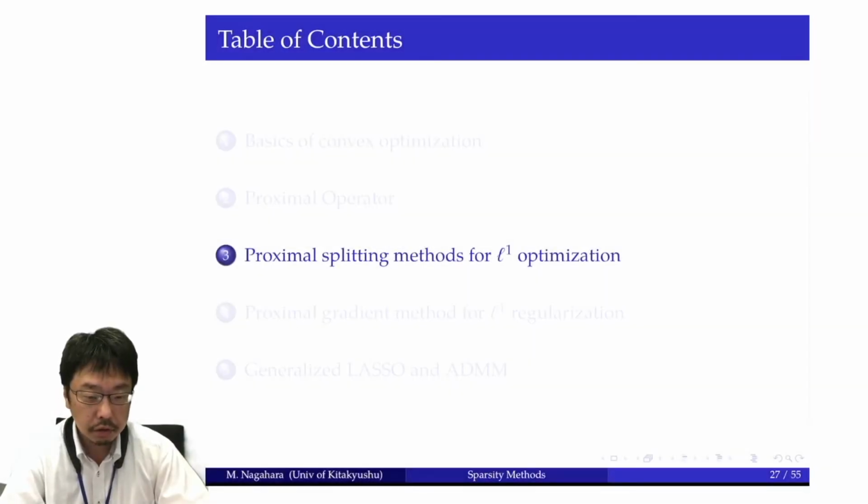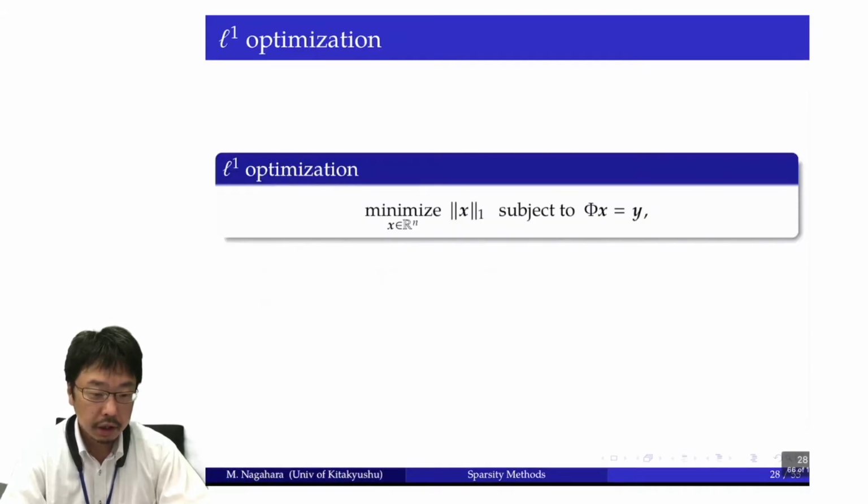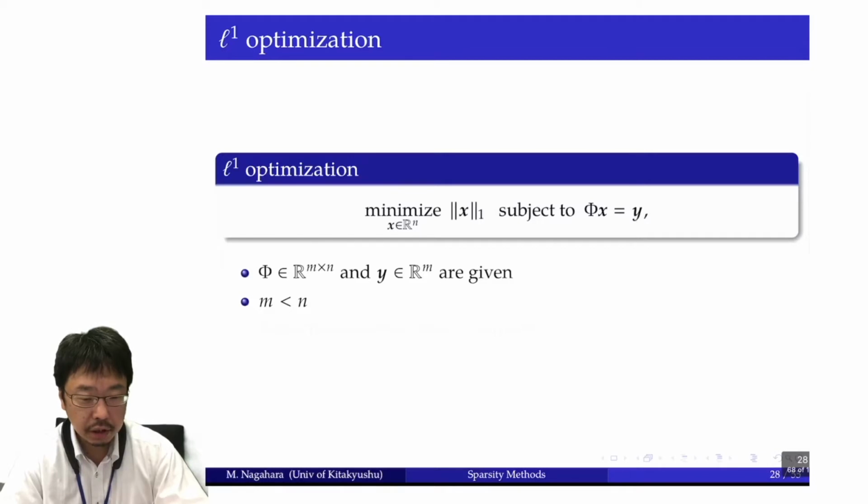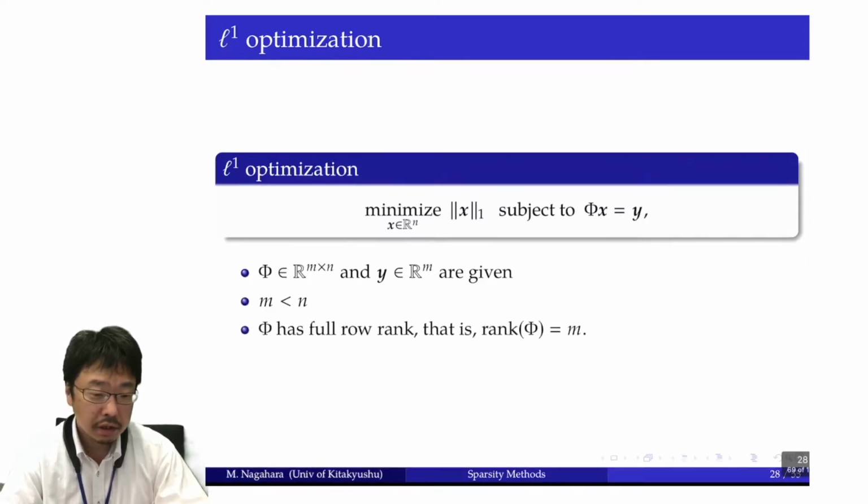Let's look into proximal splitting methods for L1 optimization. Here we consider the L1 optimization where matrix phi and vector y are given. M is strictly less than n, and hence the matrix phi is a fat matrix. We assume that phi has full row rank, that is, rank phi is m.